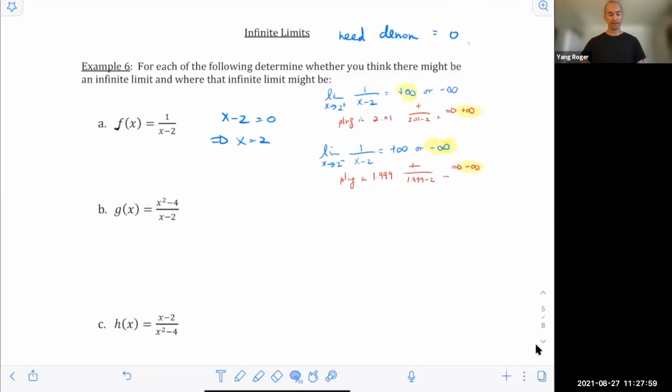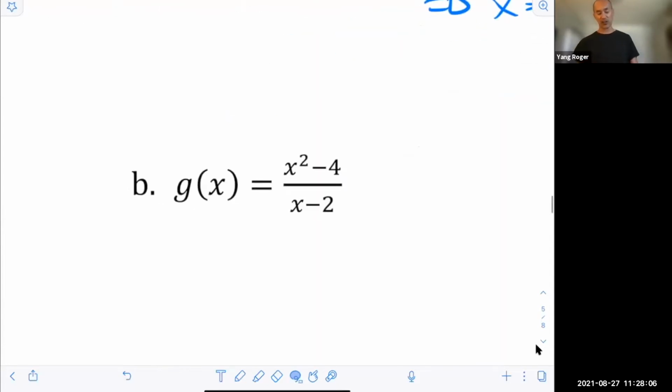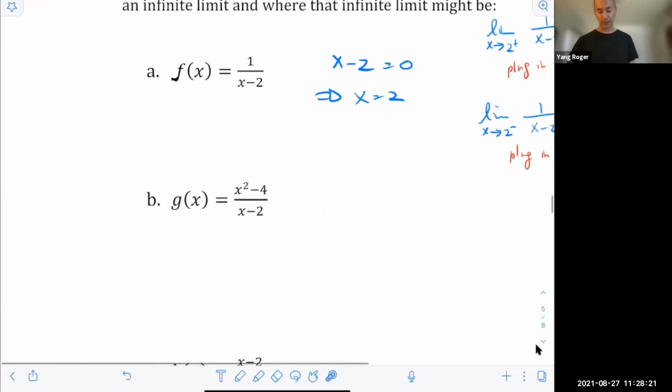Okay, let's take a look at example B. When you look at this expression G over here, what do you notice about the numerator? Does anyone notice anything about the numerator? Oh, wait, we have to back up. Aram has a question. He says, how do we know the limit approaches 2 here?